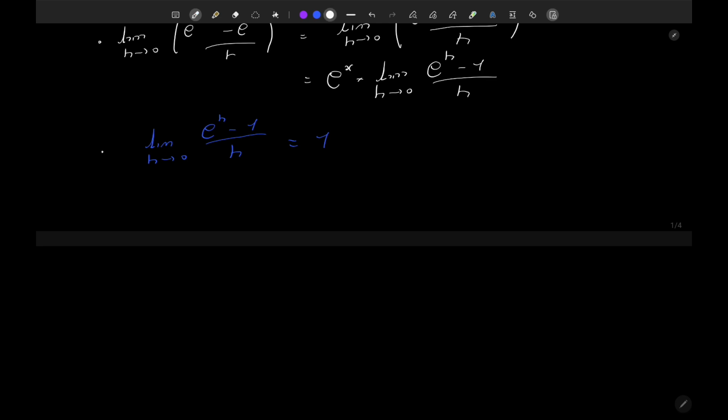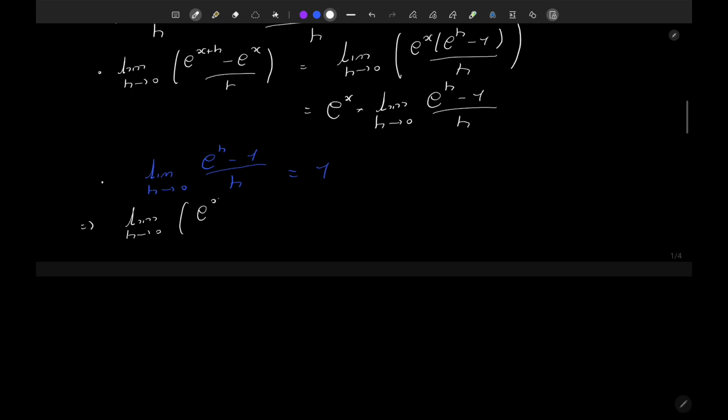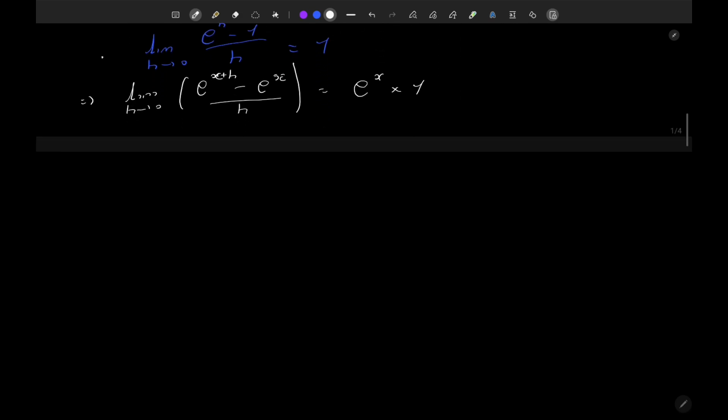Substituting this limit in our equation, we then have the limit as h tends to 0 of e to the x plus h minus e to the x on h. This then gives us e to the x times 1. So what can we then conclude? We can then conclude from this that therefore the derivative with respect to x of e to the x gives us e to the x.